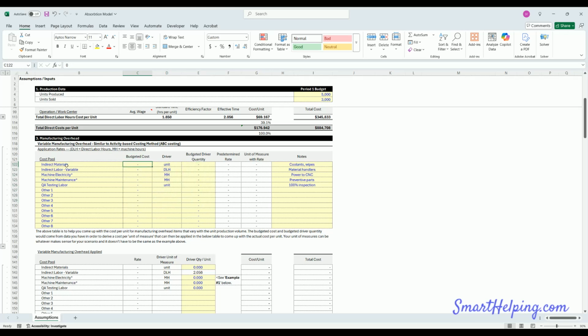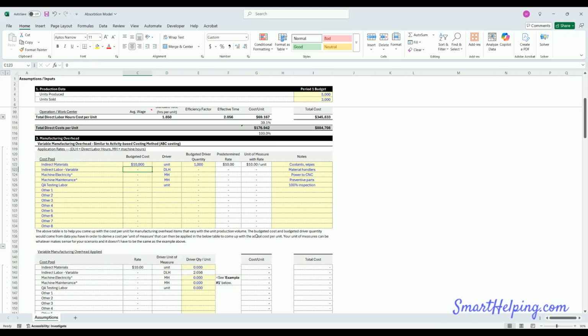So we're going to say, let's look at indirect materials. Let's say we think indirect materials costs $10,000, or our driver is units, and then we want to put what's the budgeted driver quantity. So let's say it costs $10,000 in indirect materials, and our units, and what do we get out of that? Maybe, let's say, 1,000 units. So we break this down and figure out what's our cost per unit for indirect materials. Here's $10. And we're going to carry that down into this other section here in a second. Let me put the rest of these.